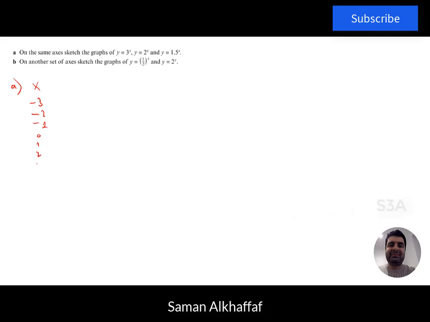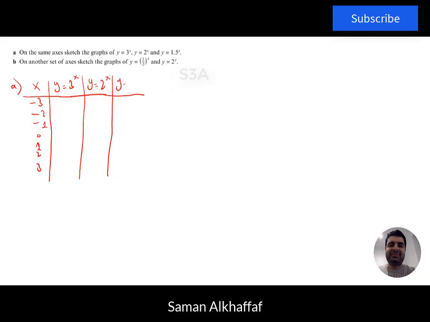And then we create our table for y equals 3 to the x, and also y equals 2 to the x, and also y equals 1.5 to the x. So we plot these values, and that will give us the graph in the form shown.